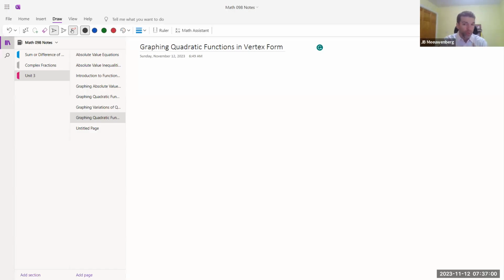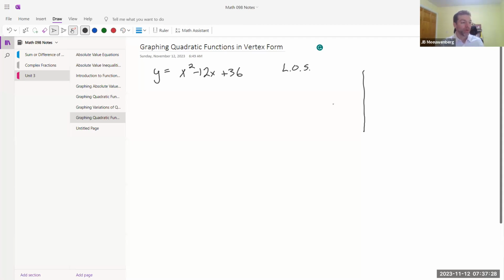Right. Well, we've learned how to graph quadratic equations, specifically ones that look something like this: y is equal to x squared minus 12x plus 36. And the way that we graph these quadratic equations is we had to start by finding the line of symmetry, because our parabola, when we graph one of these things, it can be in all sorts of different locations, right?